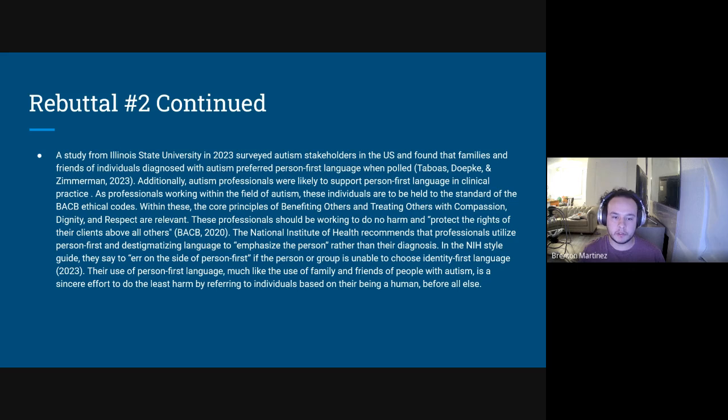The National Institute of Health recommends that professionals utilize person-first and destigmatizing language, or emphasize the person rather than their diagnosis. In the National Institute of Health Style Guide, they say to err on the side of person-first if the person or group is unable to choose identity-first language.